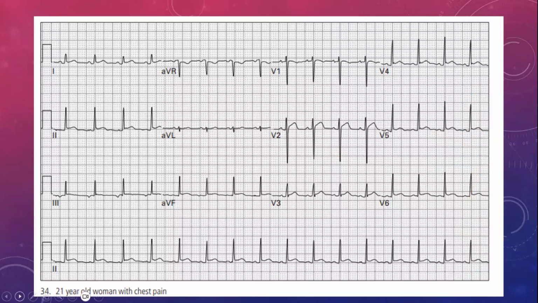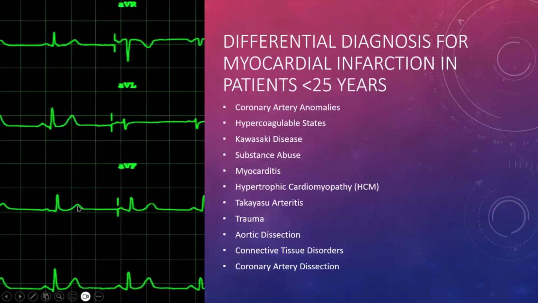So we've got this 21-year-old. We've maybe done a chest X-ray. We've seen it's clear, or the patient is complaining of pain. We've done the ECG. We see this. We send off our enzymes. We suspect that she may have a myocardial infarct. But what if it's not a myocardial infarct? What else could it be? All right. So this is a differential diagnosis for myocardial infarction in patients less than 25 years.